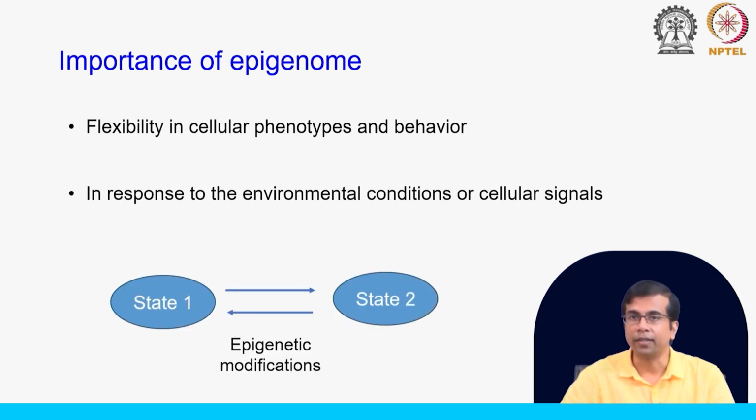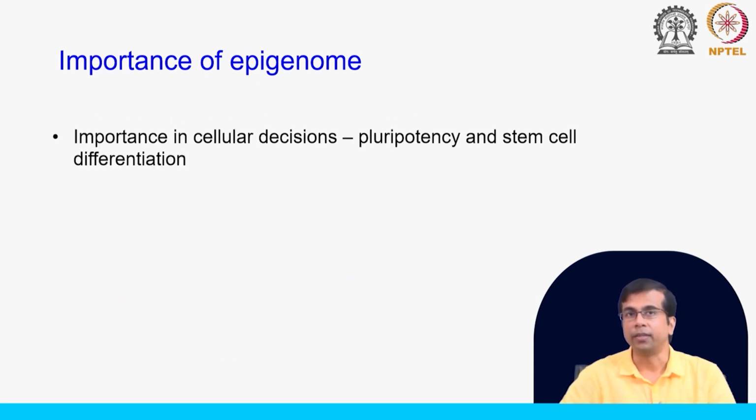Just to illustrate this with a figure, you can have a cell that can exist in two states, and this can be driven by epigenetic modification. So, you can have state 1, state 2, this is reversible, and this is driven mostly by epigenetic modification. This gives the cell this flexibility. Now, this flexibility has very important implications throughout different processes in biological systems.